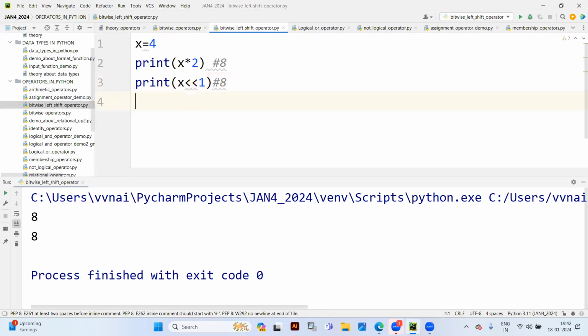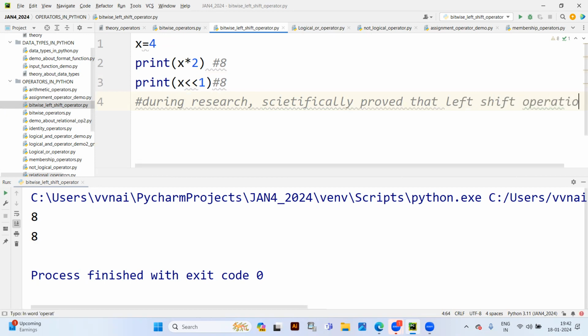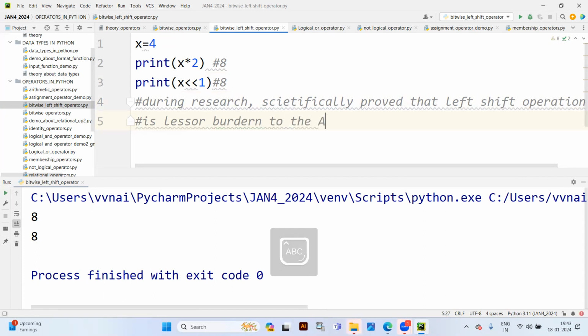Which means that during research, it is scientifically proved that the left shift operation is a lesser burden to the arithmetic logic unit to perform the operation.